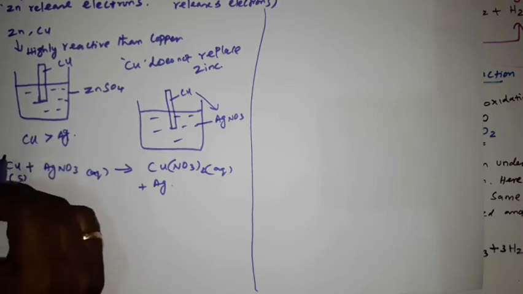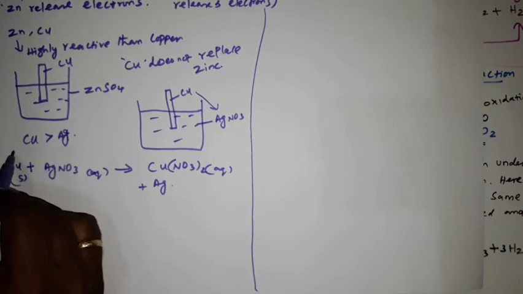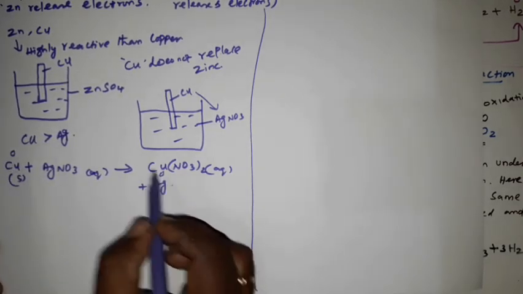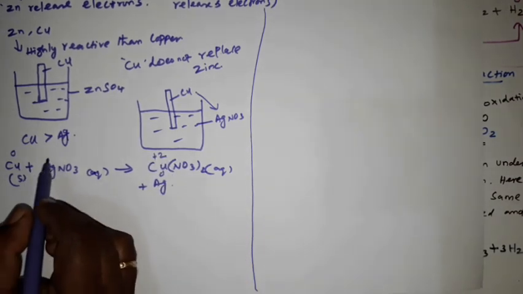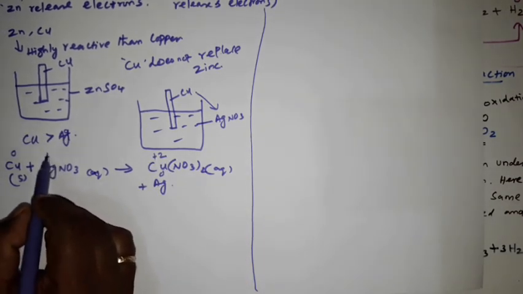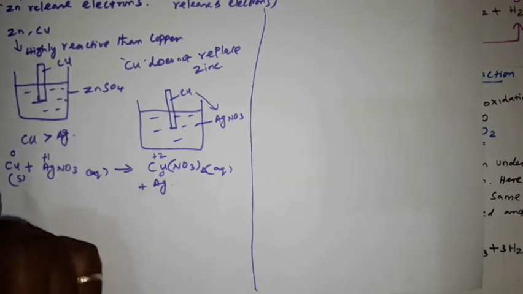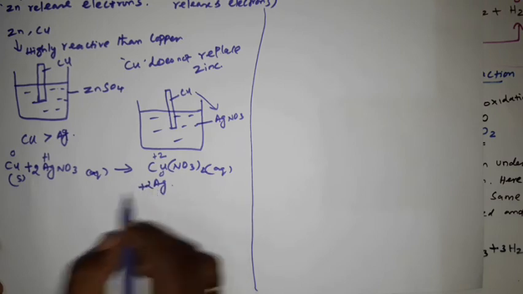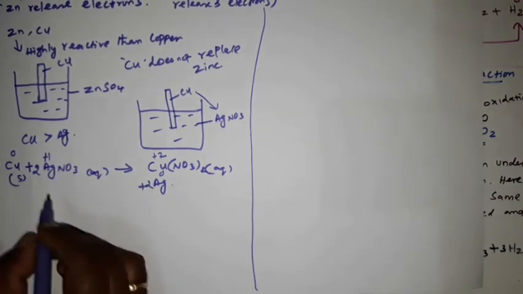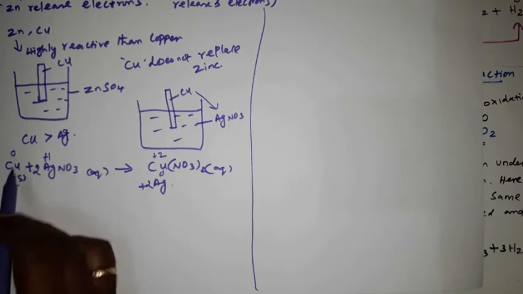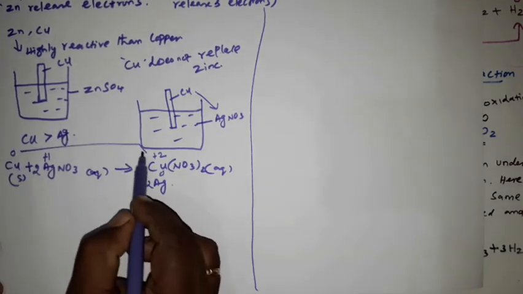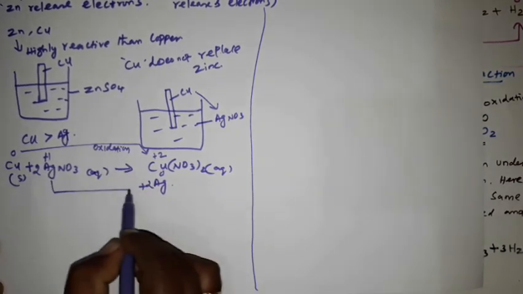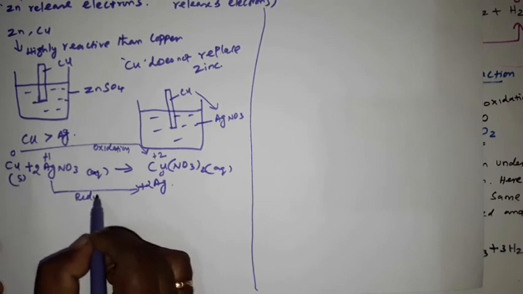Now check which is oxidized and which is reduced. Assign oxidation numbers. Copper is 0. Here silver is 0. Here +2. And here actually this is +1. So before assigning oxidation numbers, balance the equation. Here 2 Ag. Okay. Now from copper to this copper, that is +2, this is oxidation, and here this is reduction.